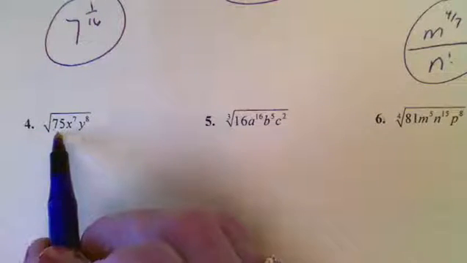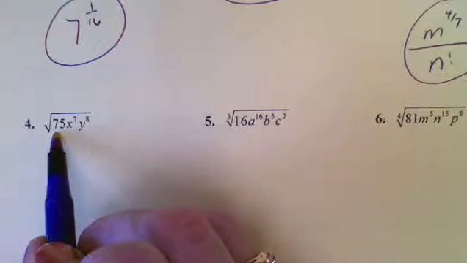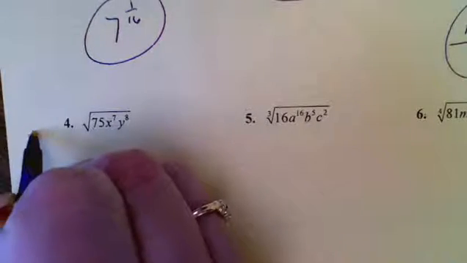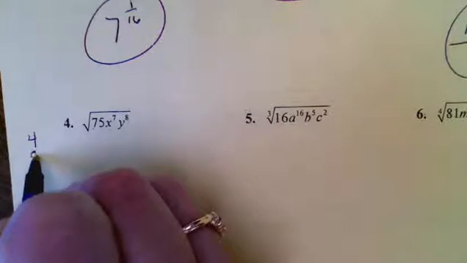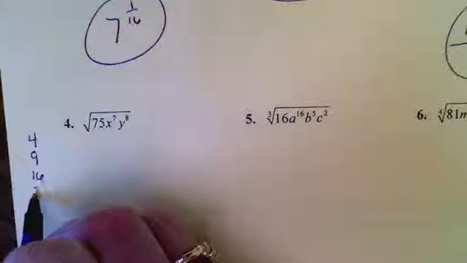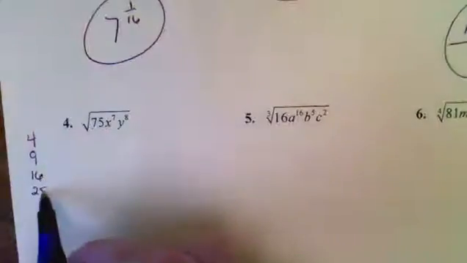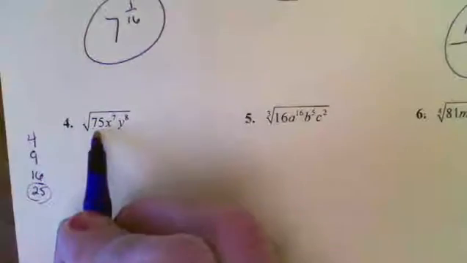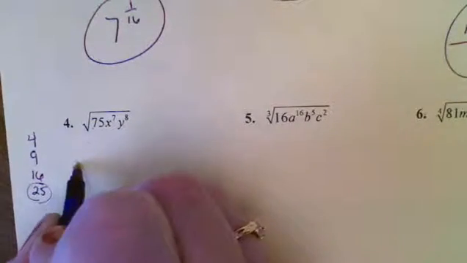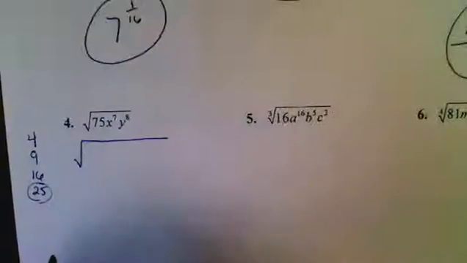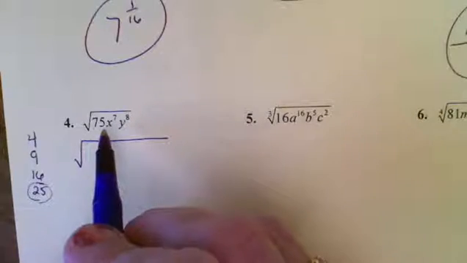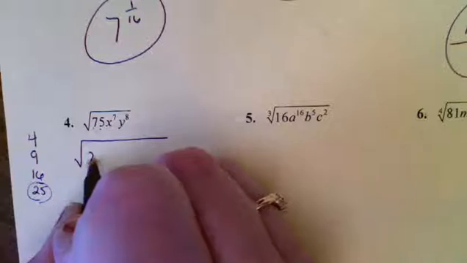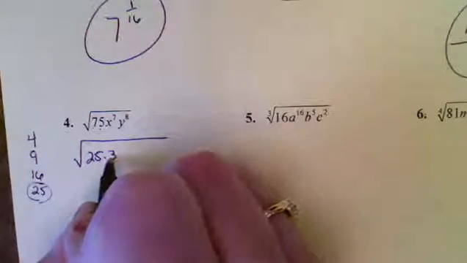So it's a square root. So now I'm thinking of perfect squares. If you aren't sure what the perfect squares are, write them down. 2 squared is 4, 2 times 2. 3 times 3, 4 times 4, 5 times 5. You could keep writing them down, but when I got to 25, I realized that goes into 75. So I'm going to write a nice long square root, and I'm going to say 75. To do 75, I'm going to break it up into 25 times 3.